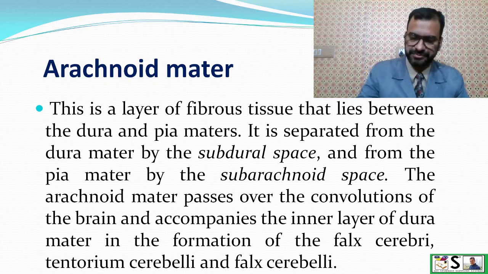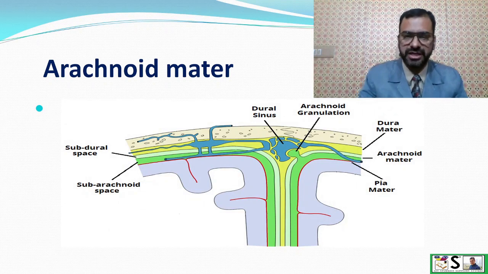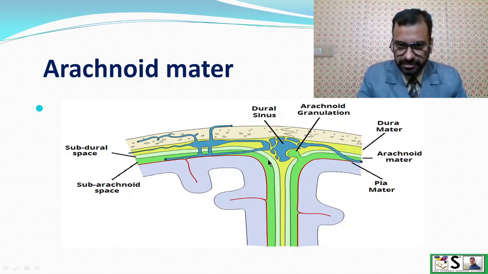We can understand this scenario with the help of this picture. So this is one layer of dura mater, and this is second layer of dura mater, and this is the arachnoid mater, and the white space is subdural space, and this space is subarachnoid space.